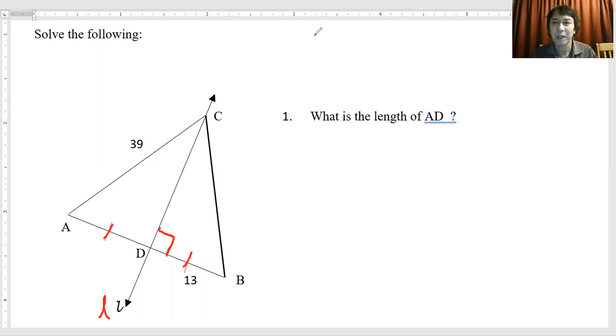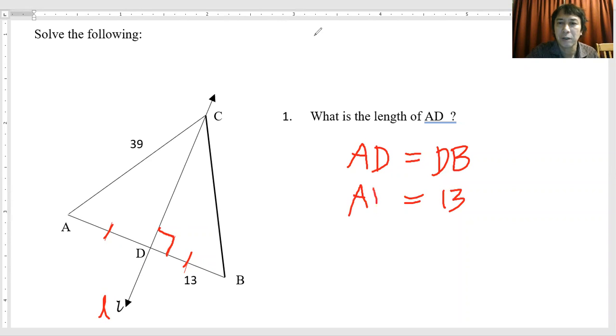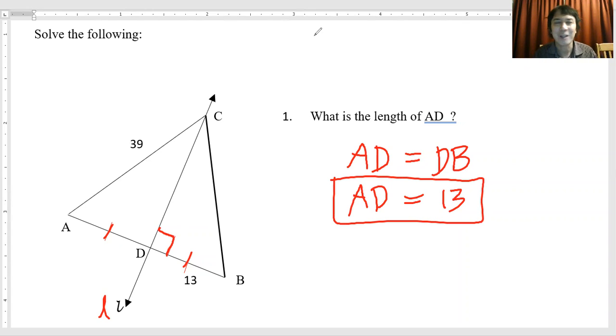Because of that symbol, we can easily answer the question, what is the length of AD? One part is given 13, and that means the other side is also 13, because of the marks, that means they are congruent. Without showing any computation, this is just by inspection, AD is equal to DB. And because DB is given 13, we can easily conclude that AD is also 13 units. That answers our first question. Let's continue with the next.